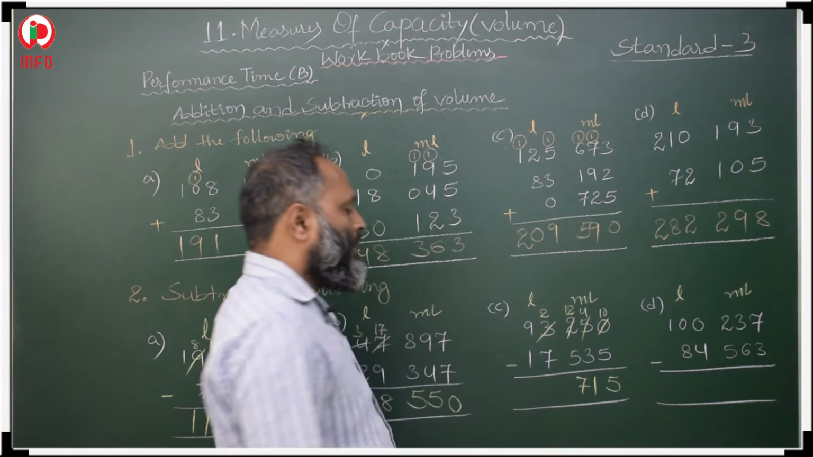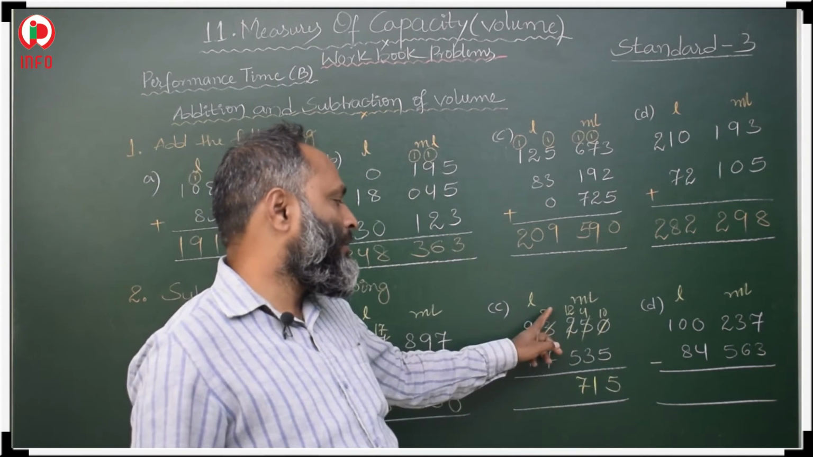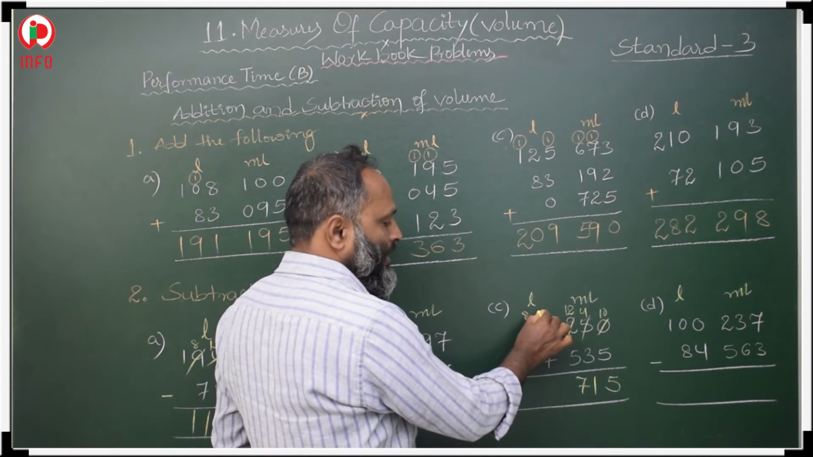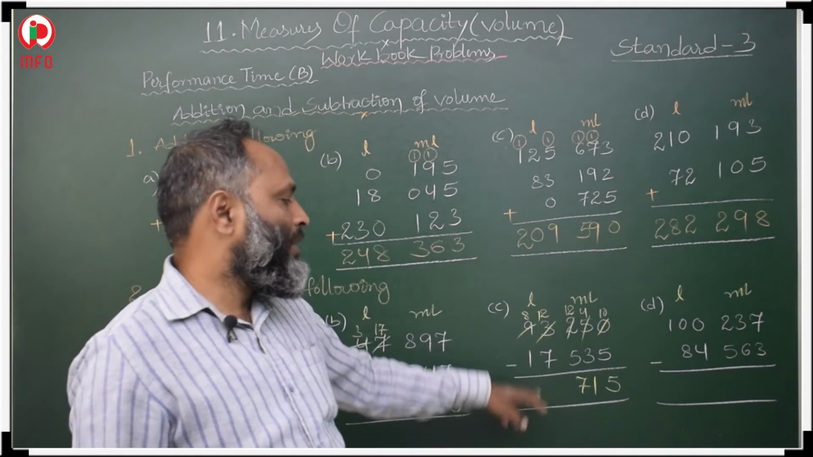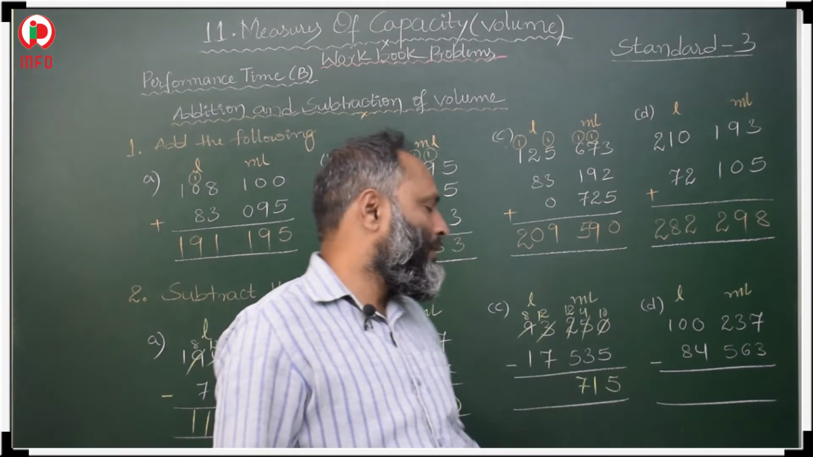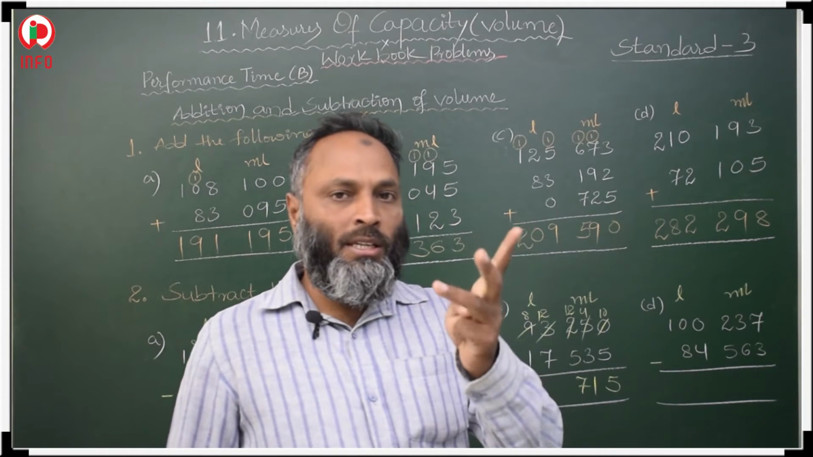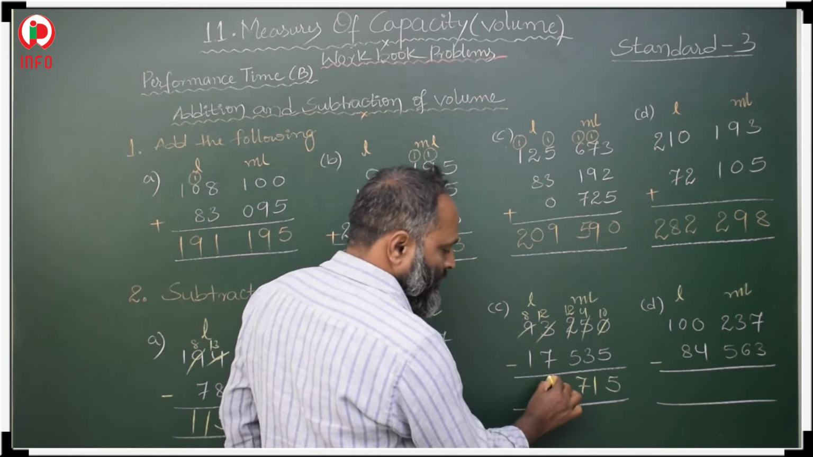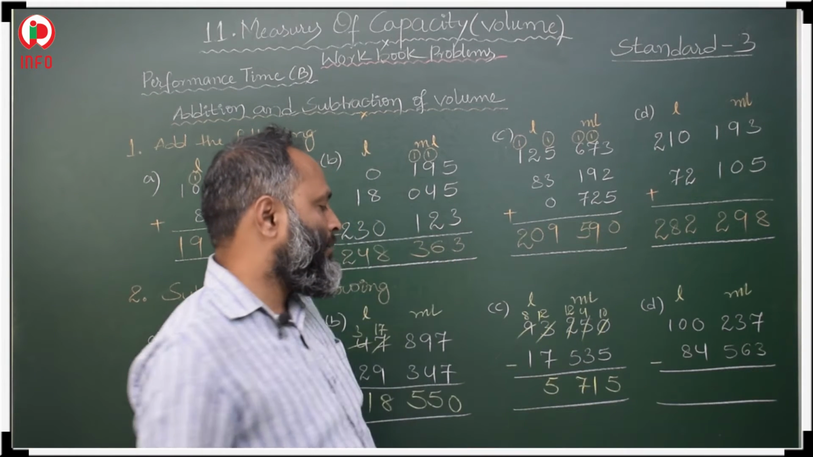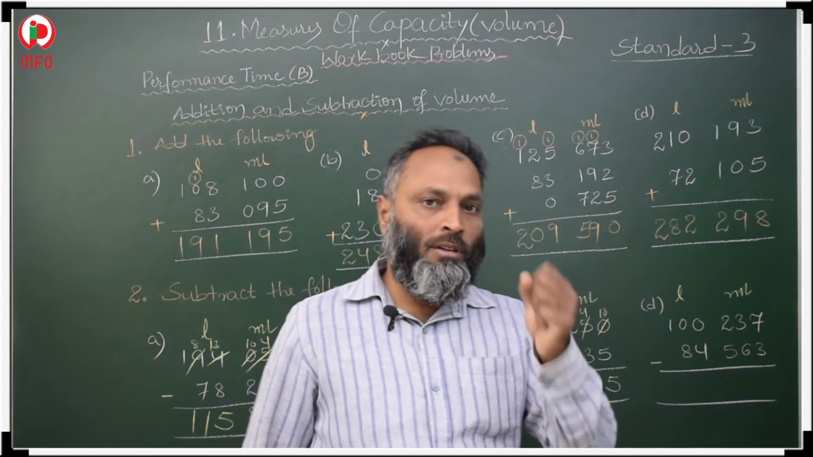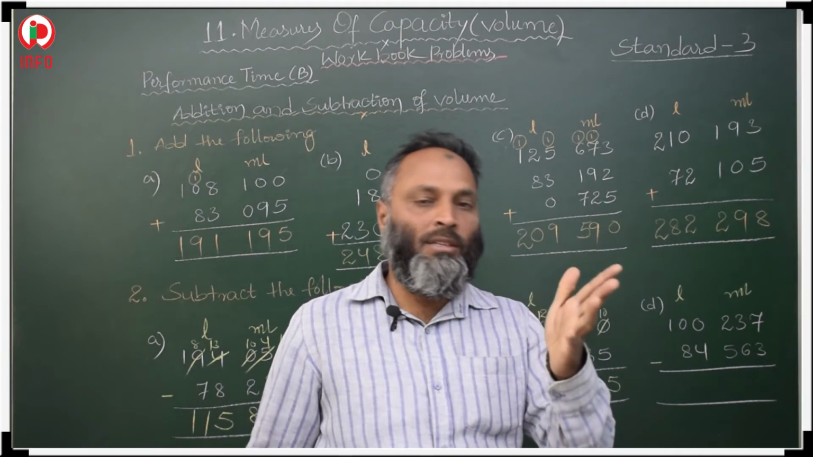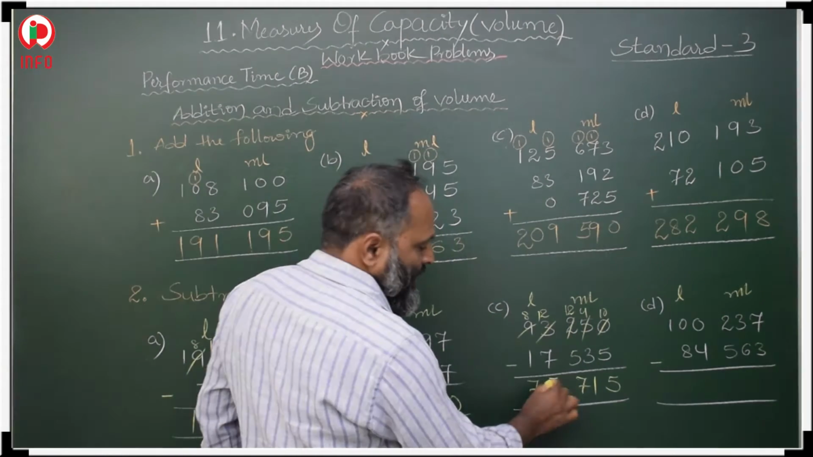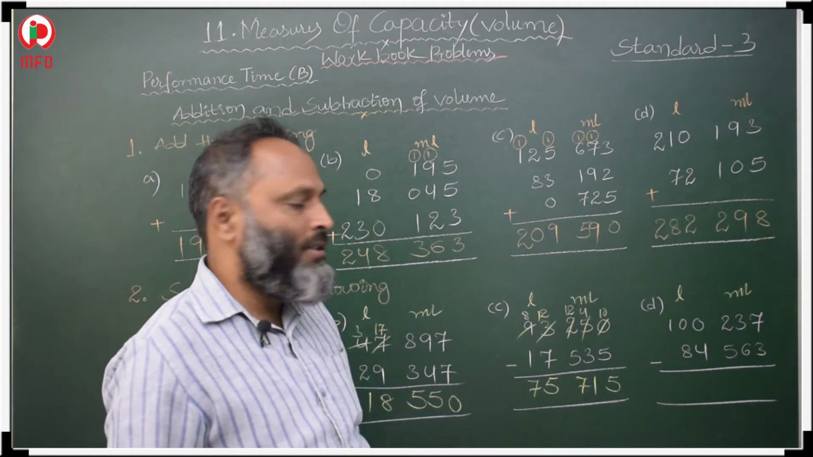So then 2 minus 7 we cannot subtract, smaller minus bigger. So take a borrow from the next digit. Here you will get 8, here you will get 12. 12 minus 7 means 7 to 12 we have to count: 8, 9, 10, 11, 12. It is 5. Now 8 minus 1 means from 1 to 8 we have to count: 2, 3, 4, 5, 6, 7, 8. It is 7. 75 liters, 715 milliliters.